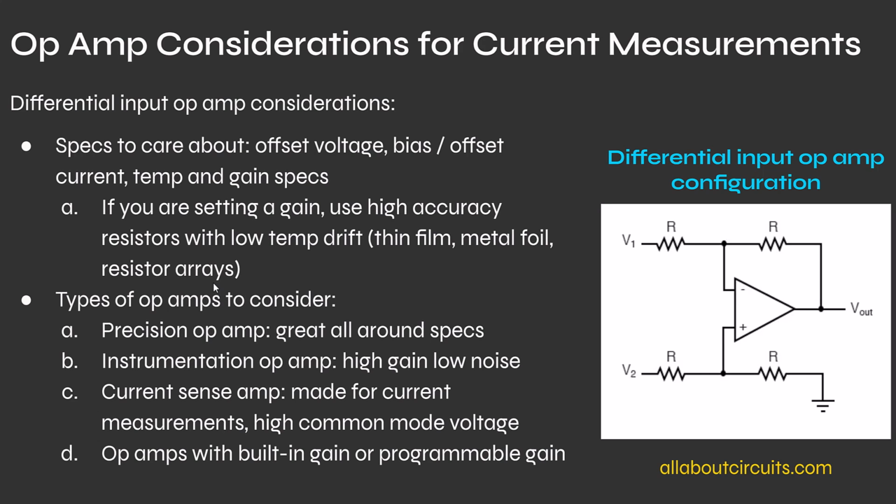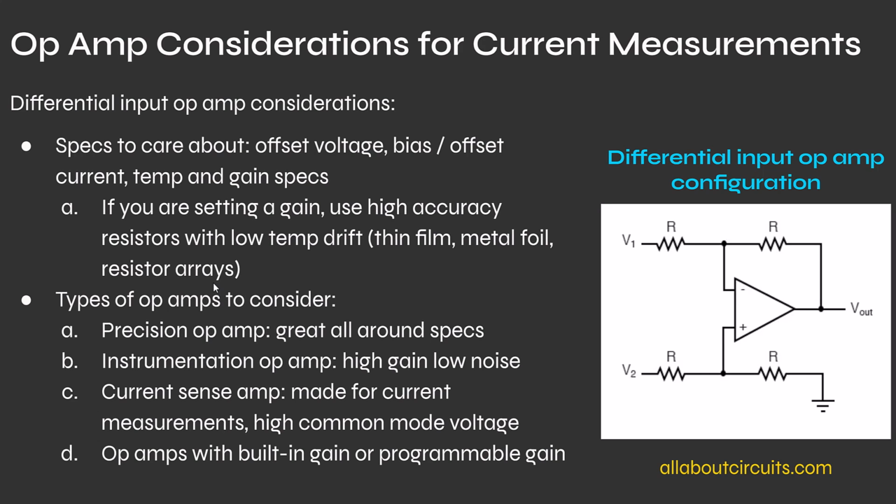Now, if we're configuring our op amp for some certain gain, we have to consider the resistors that we're using to set the gain, right? The resistors, just like a shunt resistor, are going to have some type of tolerance. They're also going to have some type of temperature drift. So be aware of that when you're choosing your resistors. And typically, you want to use thin film resistors. Next is metal foil resistors. They have very good temperature specs, but they're expensive. And then you can buy resistor arrays.